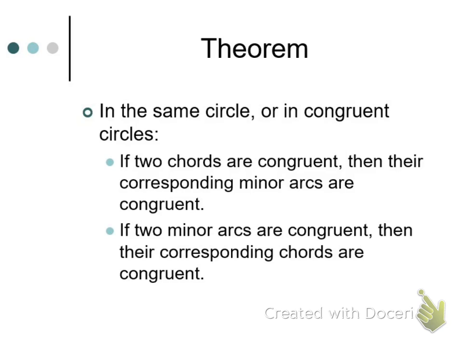All right, on the back. In the same circle or in congruent circles, we've got two things that are true. If two chords are congruent, then their corresponding minor arcs are congruent. And it goes the other way. If two minor arcs are congruent, then their corresponding chords are congruent.